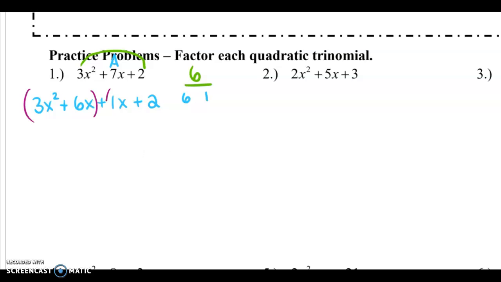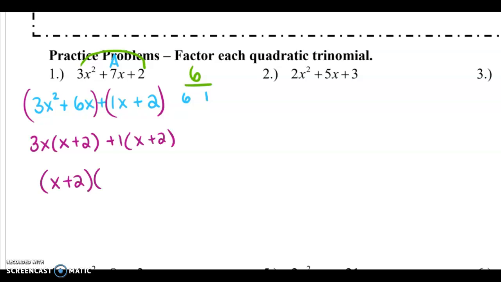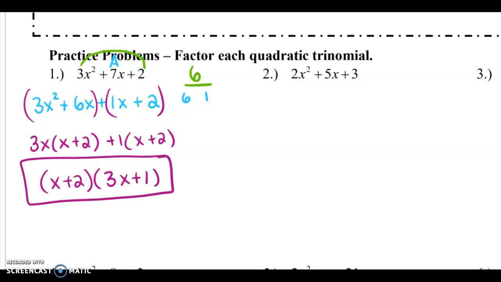Factor by grouping. Pull out a 3x, leaves me with x plus 2. Pull out a positive 1, leaves me with x plus 2. x plus 2, 3x plus 1. That's my answer, and I can check it by double distributing or FOILing.